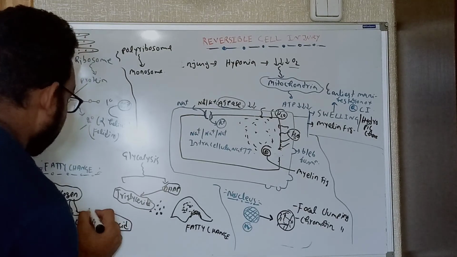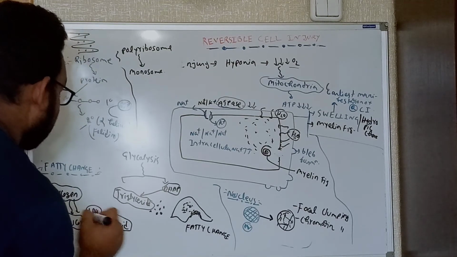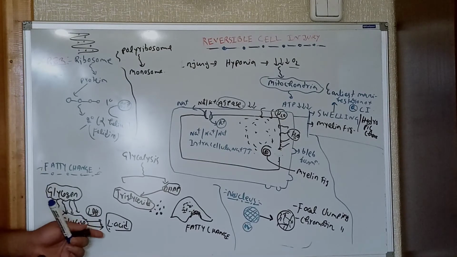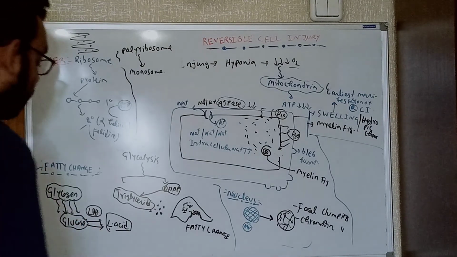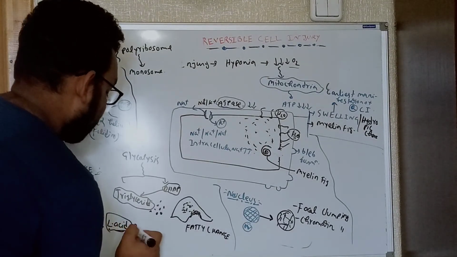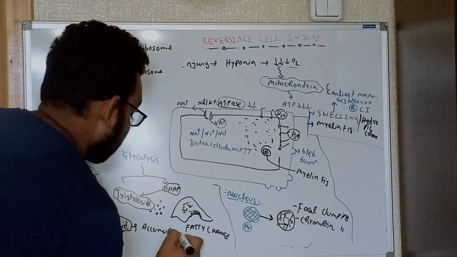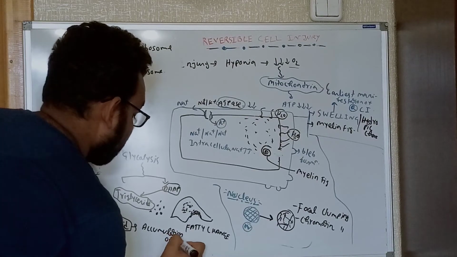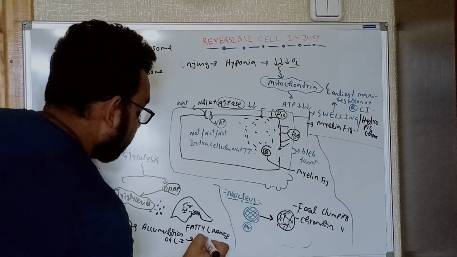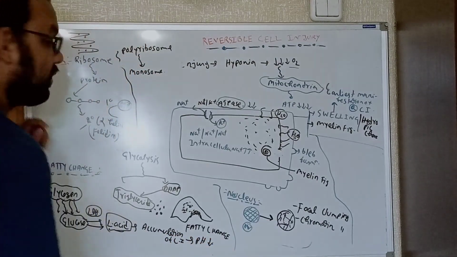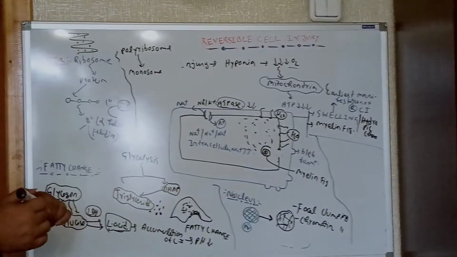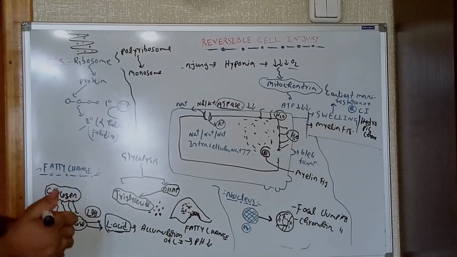You know the lactic dehydrogenase enzyme within the glycolysis, that is not aerobic, that is anaerobic. Now whenever the lactic acid is coming over here, as a result we will see the accumulation of lactic acid. As a result we will see the pH fall down, the pH will drop. So this type of problem we will see in terms of the reversible cell injury.